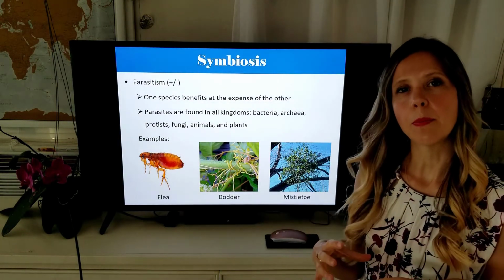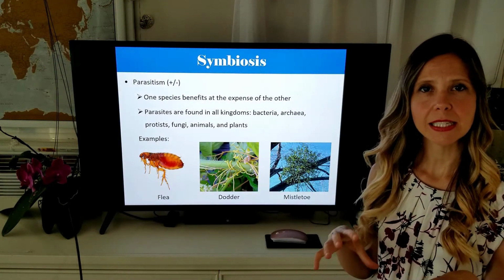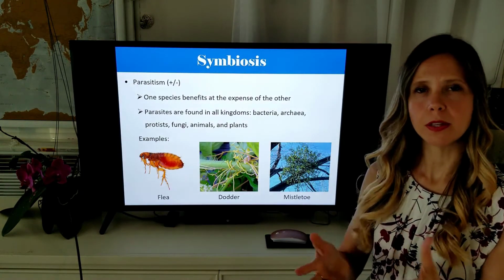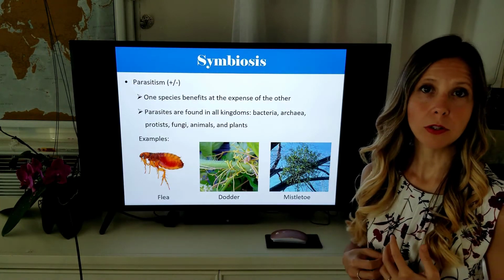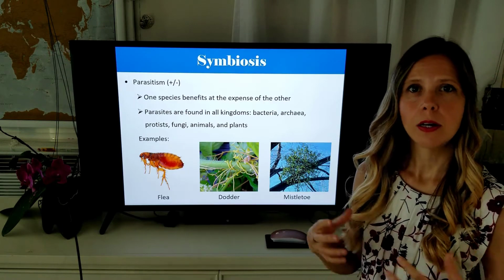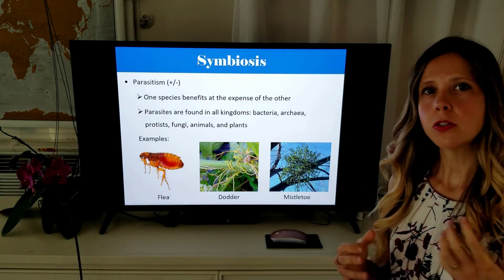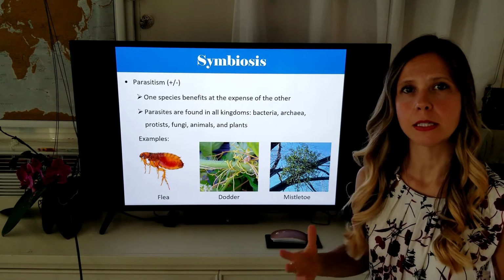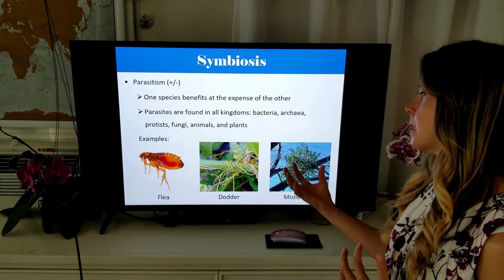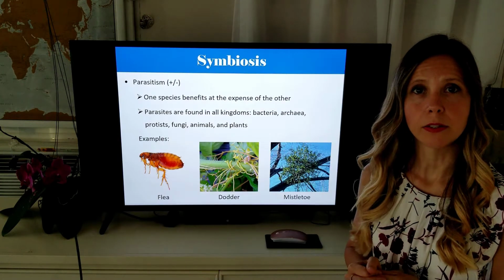These two examples over here are of plant parasites, so dodder and mistletoe. They live on other plants and they actually access the xylem and phloem of those plants. So they steal water, they steal nutrients, and they're able to steal carbon compounds that are made during photosynthesis by the other plant. So normally the host plant will be stunted in growth because our parasite is stealing nutrients from them.